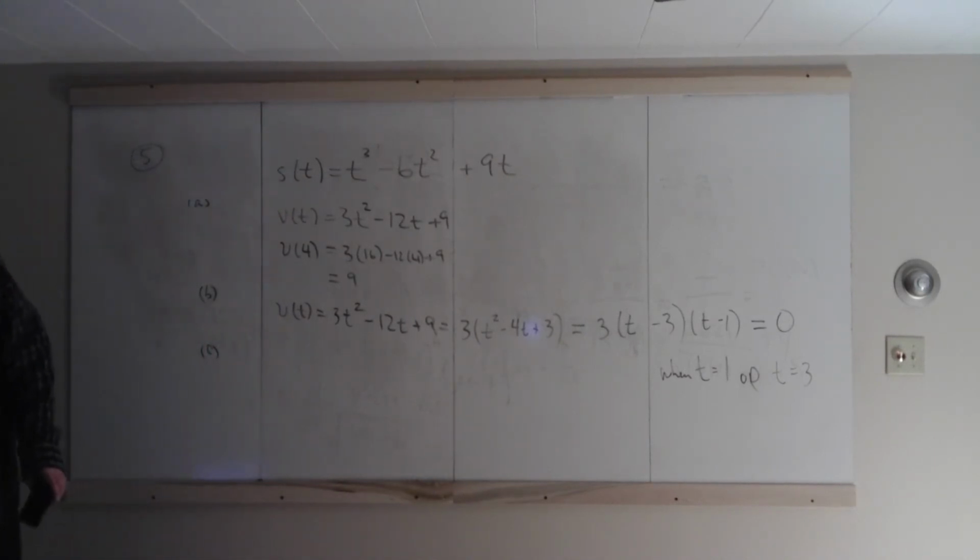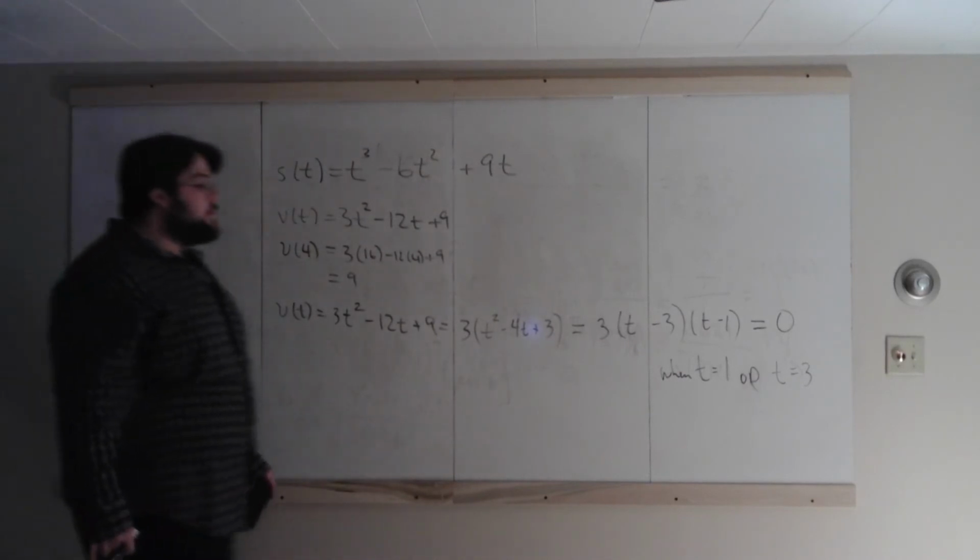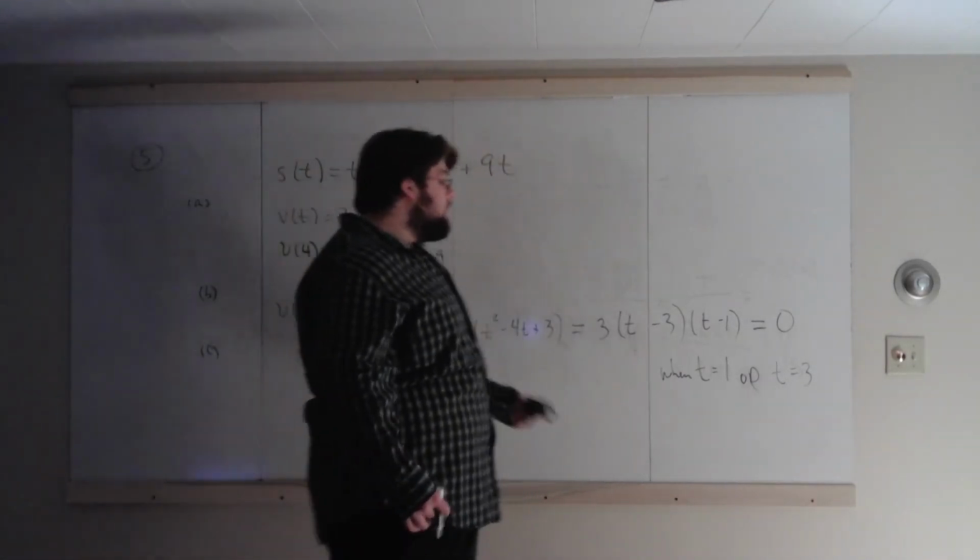Part C, find the distance the particle travels on the interval 1 to 3. I intentionally chose where they were both 0, so you had less thinking to do.